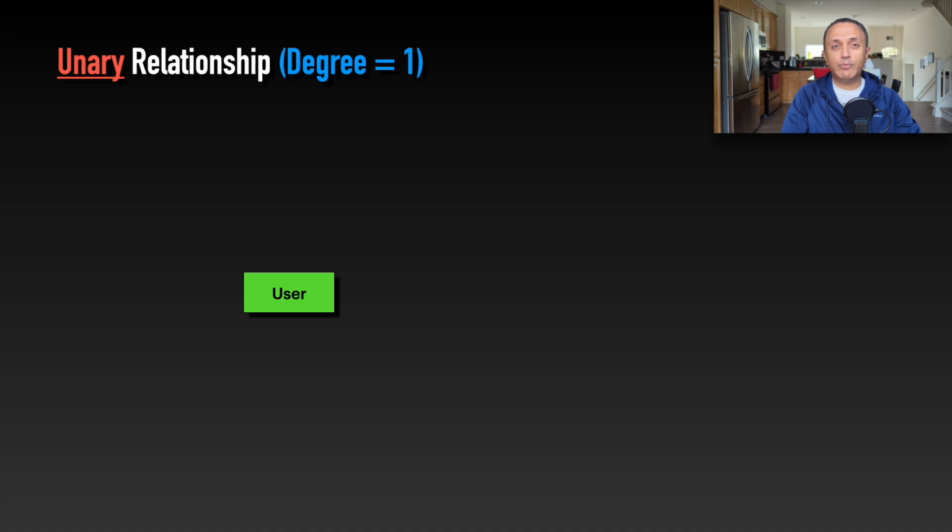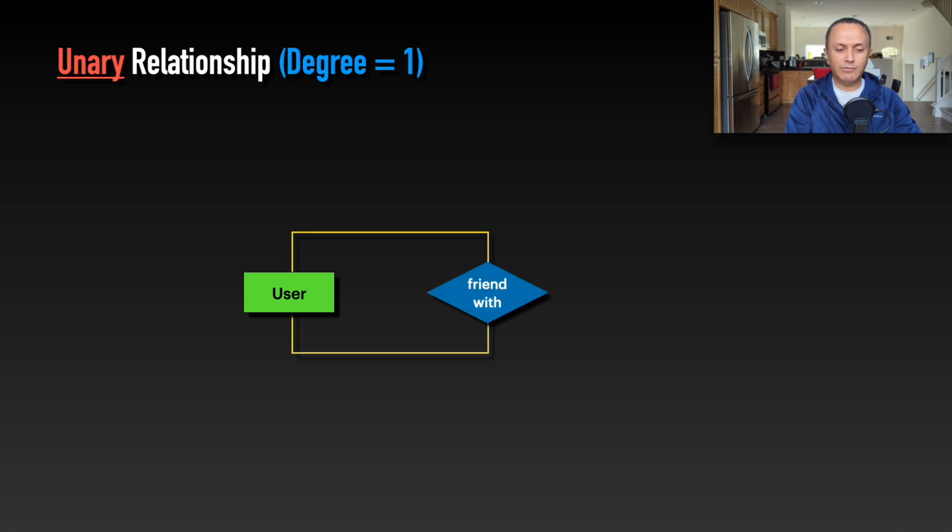You have a relationship called friends. A user can be friends with other users. So the two things that are connected by this relationship are of the same entity type. You have a relationship called friend with, it connects two things of the same entity type. So this is a unary relationship. It might be connecting different instances of user, but it's still the same type. So this is what we mean by a unary relationship. It connects a single entity type.